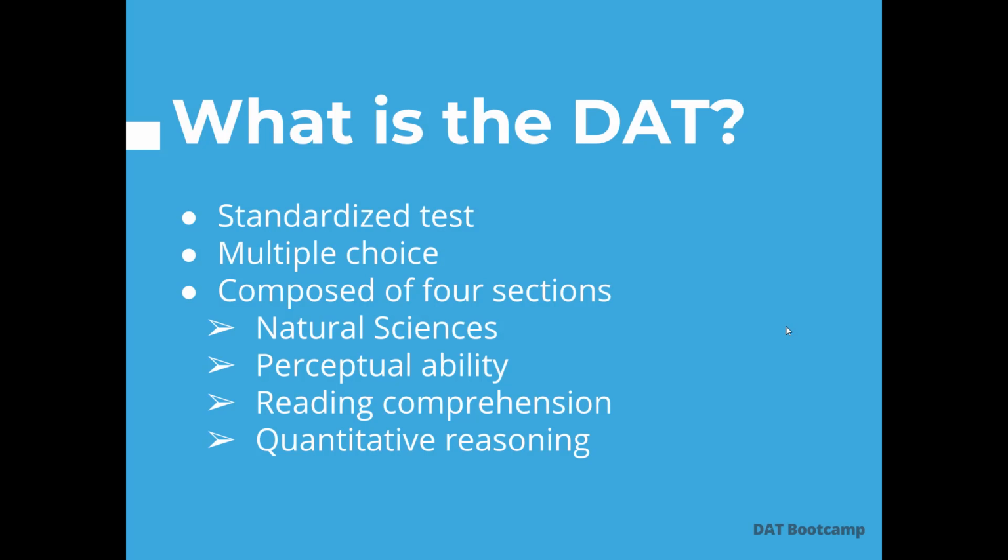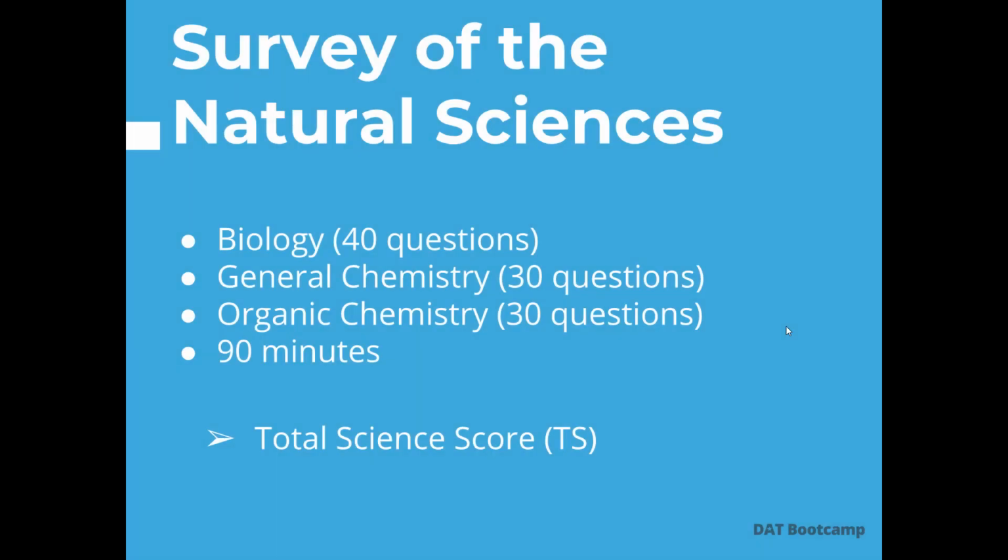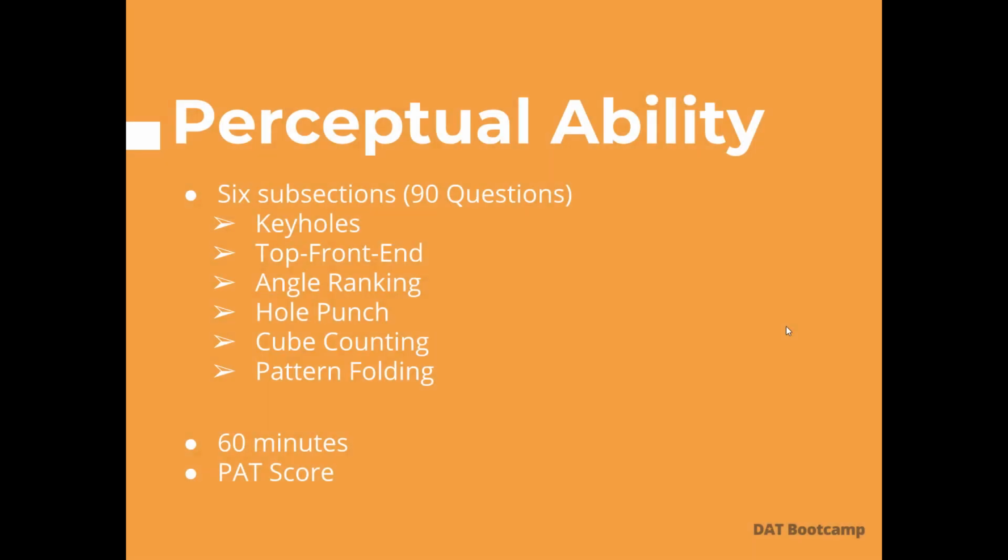More on the DAT, it is a standardized test. It is completely multiple choice, and it's composed of four main sections. Those are the natural sciences, perceptual ability, reading comprehension, and quantitative reasoning. So first, let's talk a little bit about the survey of the natural sciences. It's comprised of the biology section, the general chemistry section, organic chemistry section, for a total of 100 questions, and you'll have 90 minutes to complete this section. The survey of the natural sciences is also known as your total science score.